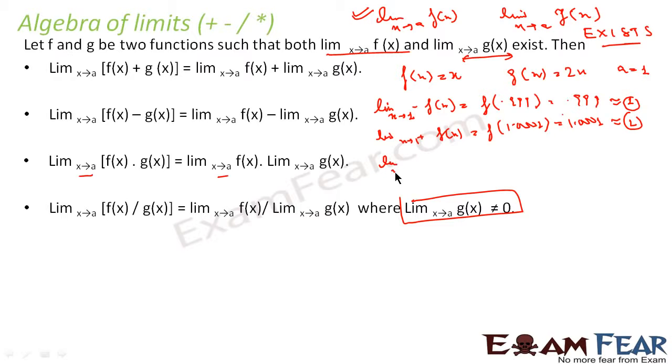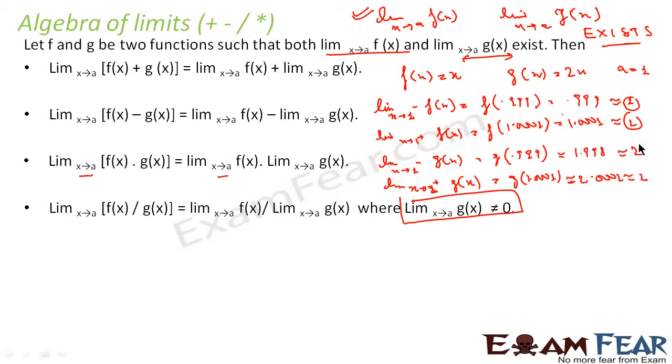Similarly for g(x), the limit as x tends to 1 minus for g(x) is equal to g of 0.9999, and that is equal to 1.9998 or something. That is almost equal to 2. And the limit of the same g(x) at x tends to 1 plus is equal to g of 1.0001, that is equal to 2.0002, almost equal to 2. So here also, if you see, the left hand limit and right hand limit are same. So we can say that the limit of g(x) at x equal to 1 exists.